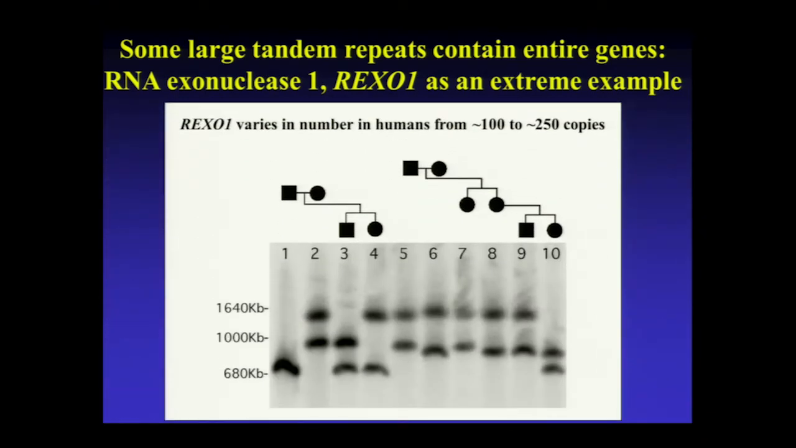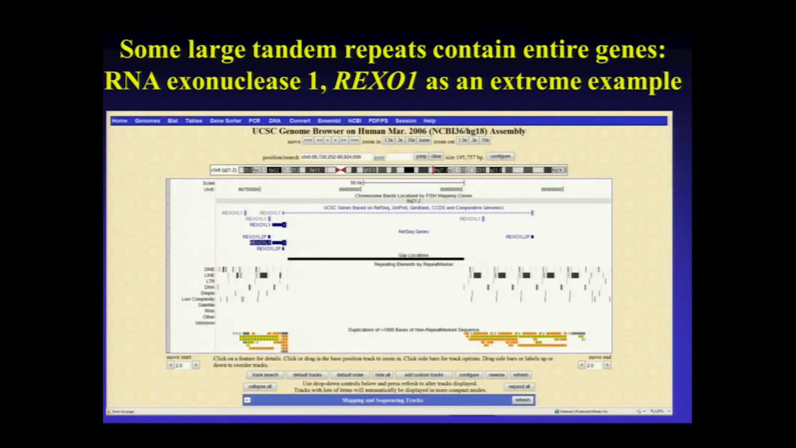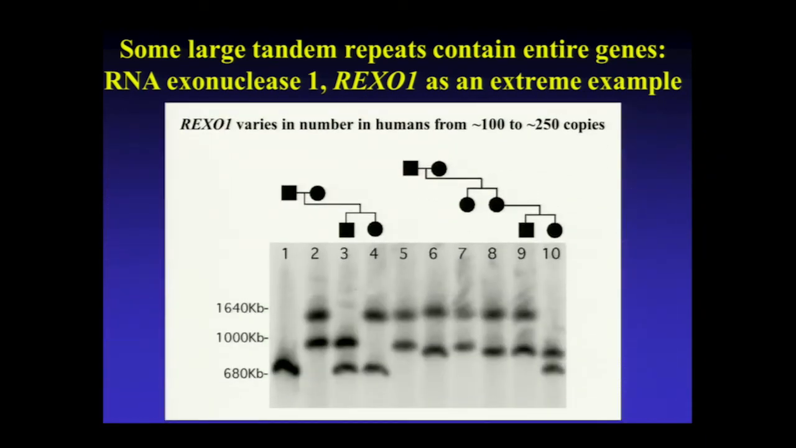If you actually start doing some pulsed-field gel Southern blots, you find the REXO1 gene cluster is about 1.5 megabases in size. This is using a probe to one of these REXO1 genes, and you get a fragment about 15 or 20 times bigger than it's listed in the genome in real people, and it's also very highly polymorphic. Some alleles are about 700 kb, some 1.6 megabases.